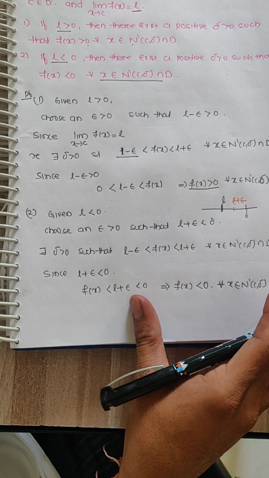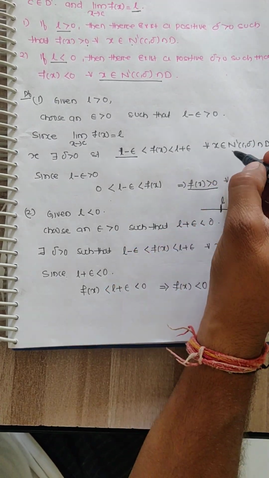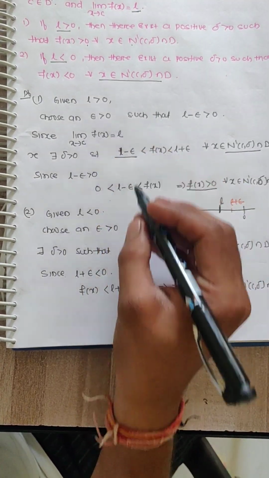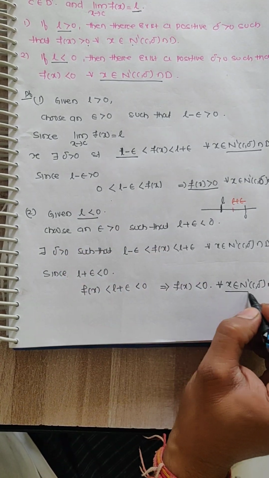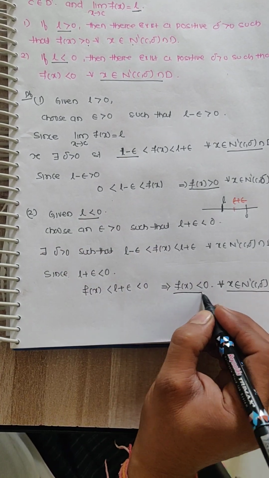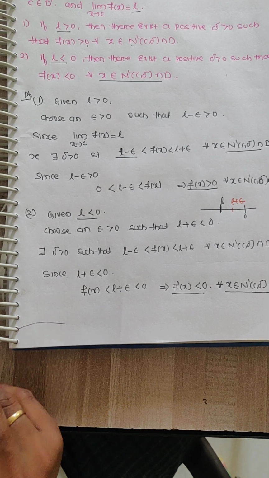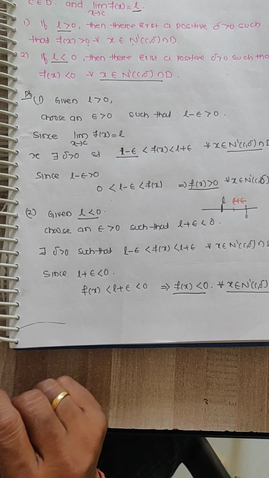So we have shown that if L is positive, there is a neighborhood of c where f(x) is still positive, and if L is negative, then there is a neighborhood of c where f(x) is still negative. Now we'll see the algebra of limits.